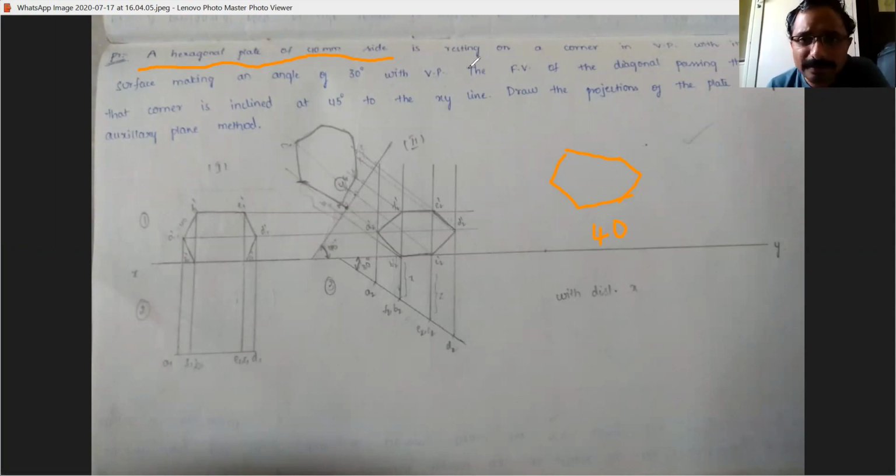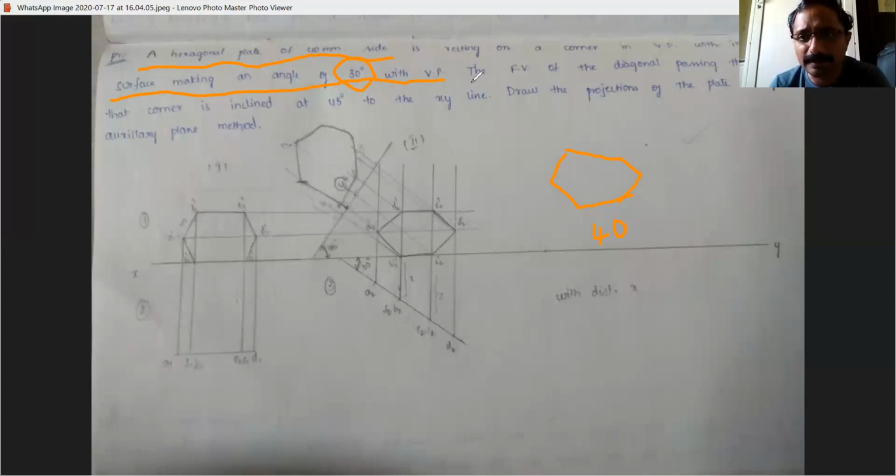It is resting on a corner in the vertical plane with its surface making an angle of 30 degrees with respect to the vertical plane. So if you observe the given data, the angle with respect to the vertical plane is given as 30 degrees. Now replace this 30 degrees by 0 degrees with respect to the vertical plane and proceed with the solution. And some more of the problem is given.